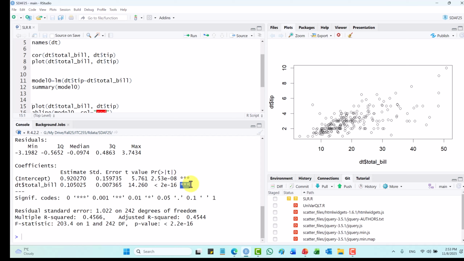When we have 3 stars here, that's the sign of a highly significant impact of x on y, in this case total bill on tip. So we can say with high confidence that with every additional dollar in total bill, on average, the tip would increase by 11 cents. And R squared here is 0.45 or nearly 46%. That means 46% of the variation in tip is being explained by total bill. The other 54% of the variation in tip is explained by other factors. Could be gender, could be day, could be anything else.